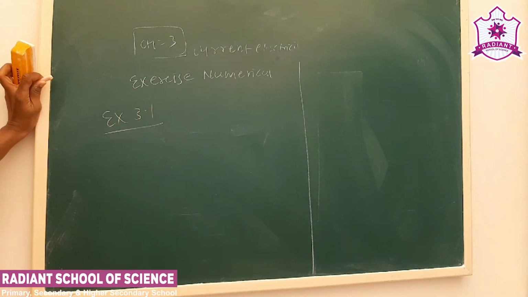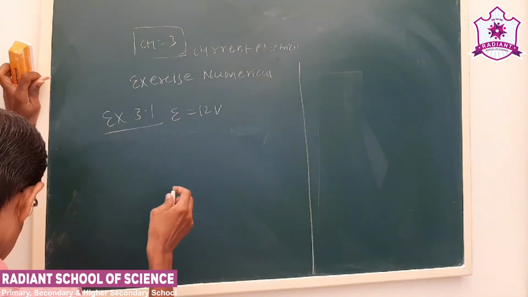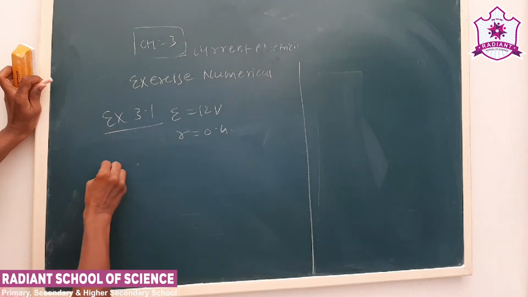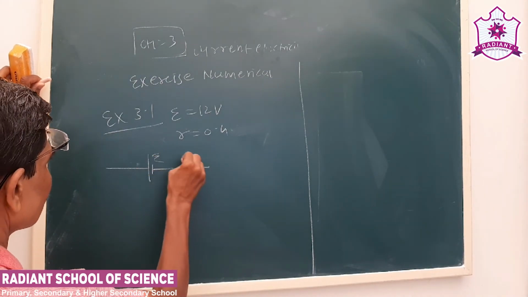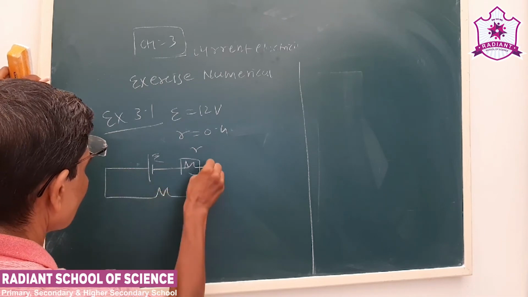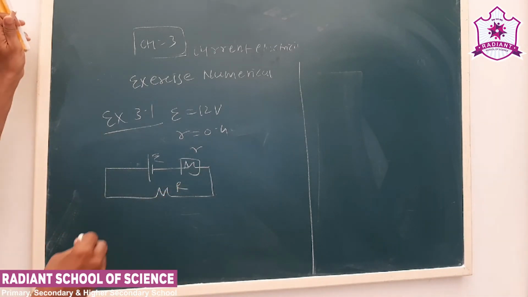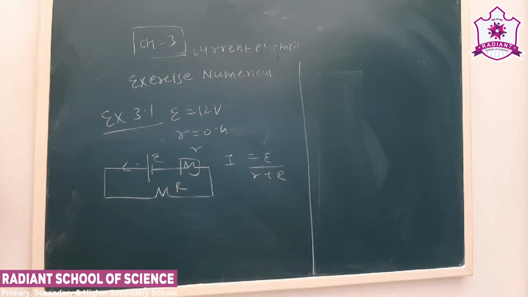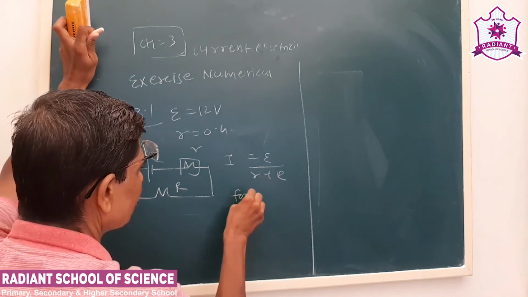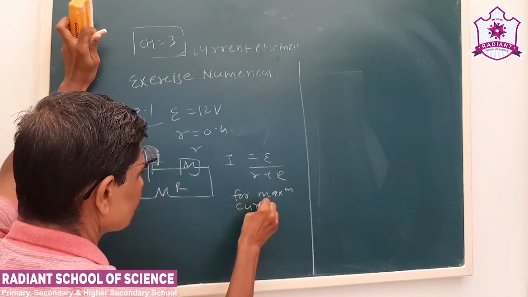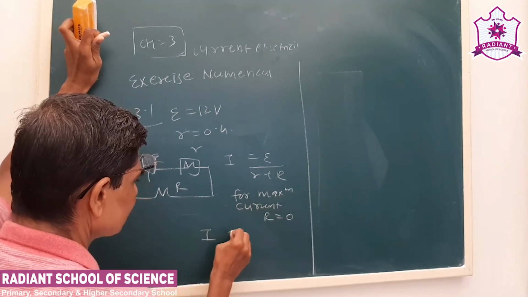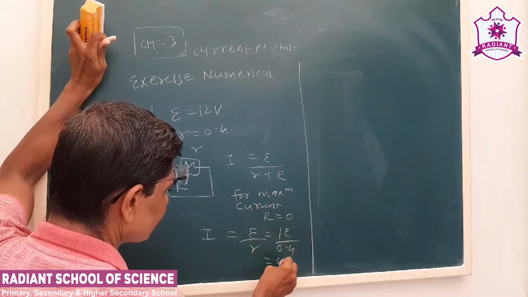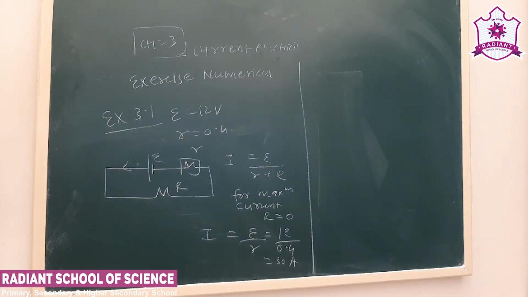See, the storage battery has an EMF of 12 volt. Internal resistance is 0.4 ohm. What is the maximum current? Generally it is like this, I is equal to... but for maximum current, R is 0, I is E by r, that is 12 upon 0.4, 30 ampere. This is how we can solve.